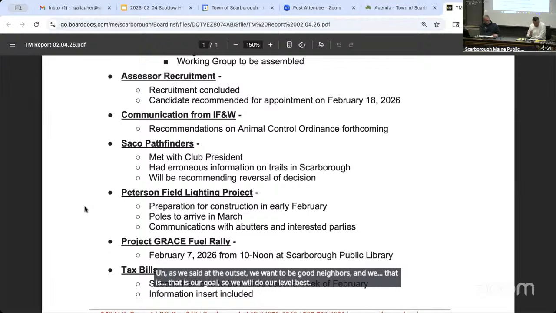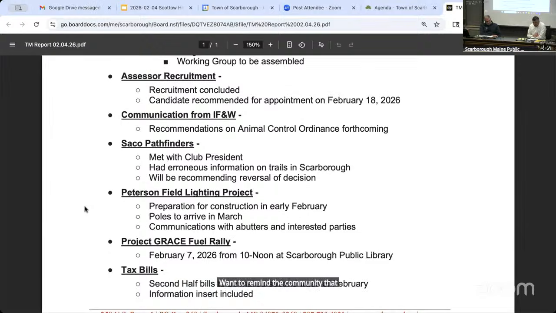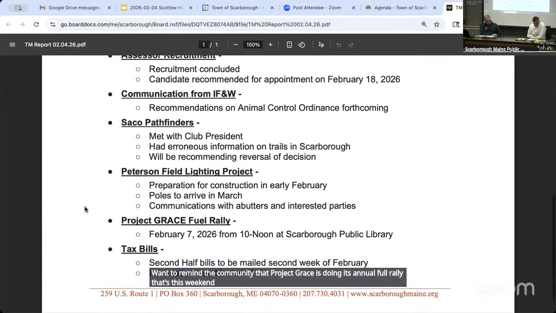I want to remind the community that Project Grace is doing its annual fuel rally. That's this weekend, February 7th, 10 to noon at the library.